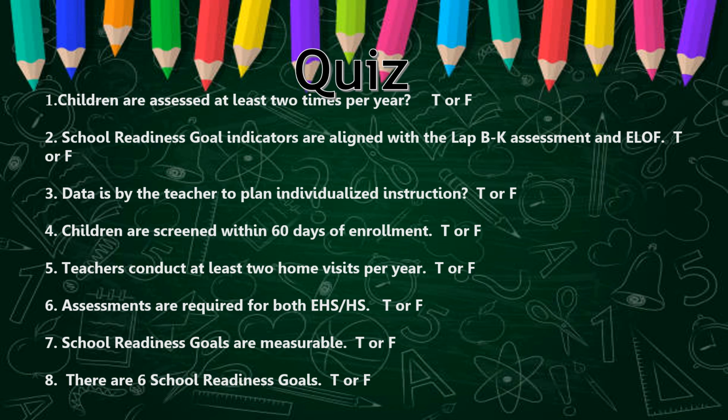Okay, now we have quiz time. For number 1, children are assessed at least 2 times per year. True or false? The answer is false. Children are assessed 3 times per year: beginning of the year, middle of the year, and end of the year.